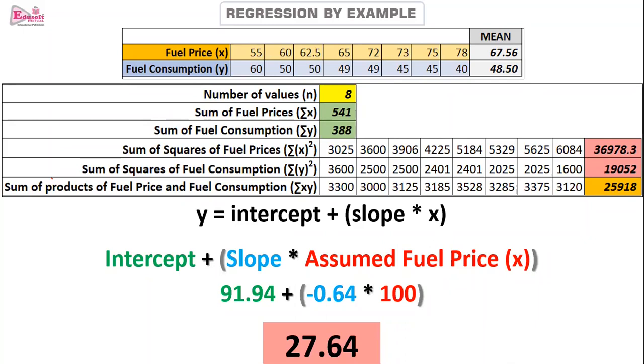So this is one small demo where we are predicting the fuel consumption on assuming that fuel price is going to be 100.